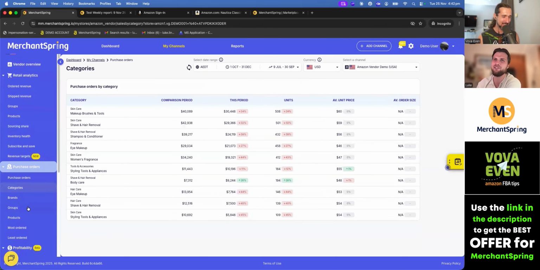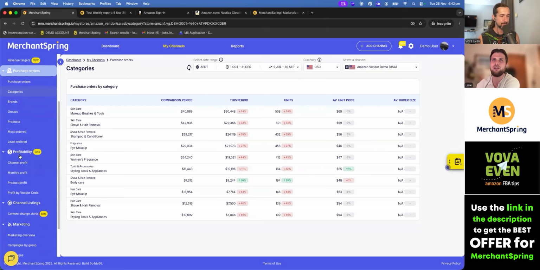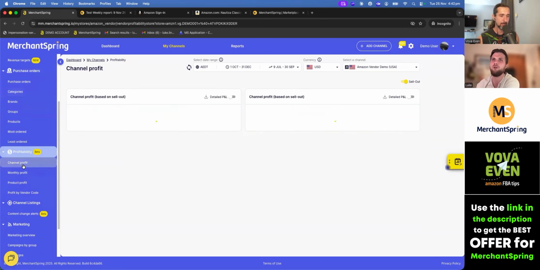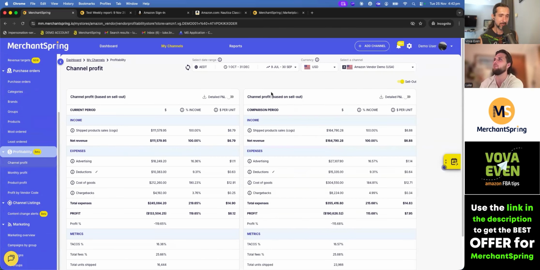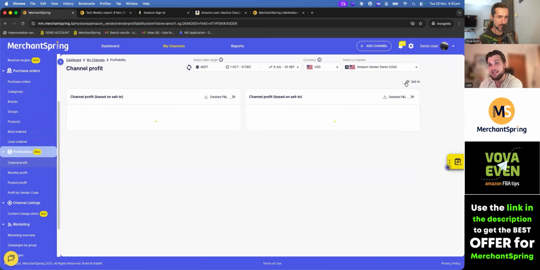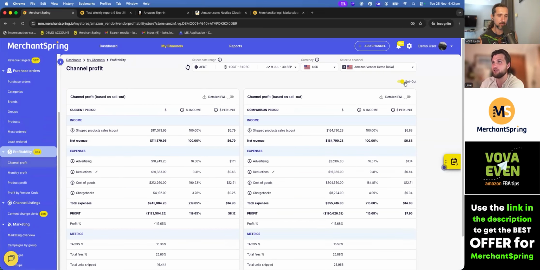Categories, brand, groups, products, most ordered, least ordered. Very, very similar to the sales aspect. We go into the profitability aspect, right? We can look at the channel profit. And now here, instead of just a detailed P&L, which we saw previously, we can look at a sell-in metric and a sell-out metric as well.